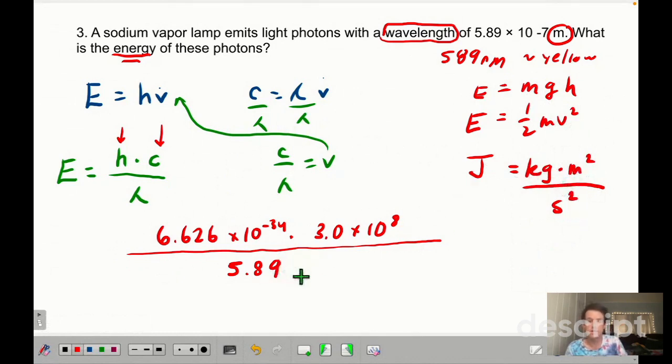I have to convert if I'm given grams or nanometers or something like that. So this is going to be times 10 to the negative 7th meters. And that's pretty much it. So I'm going to go ahead and type this in my calculator and see how many joules I get.